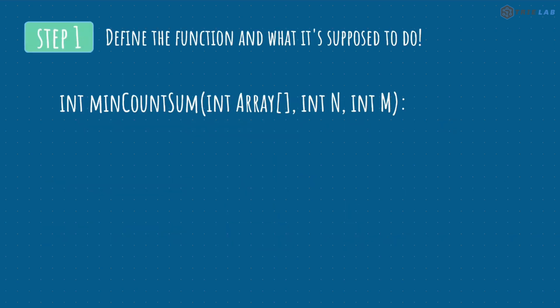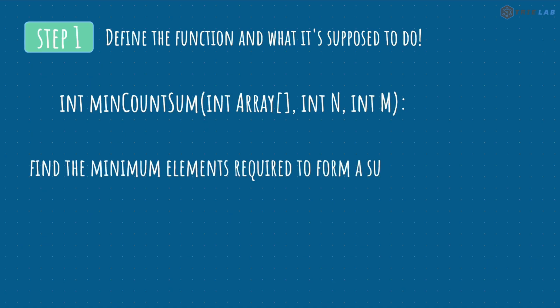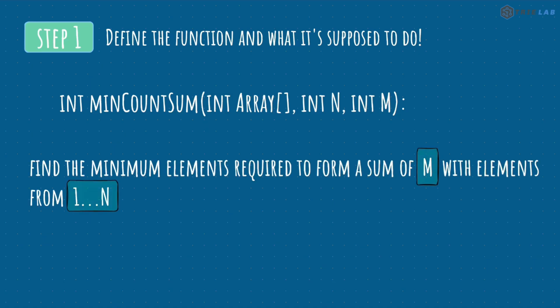Moving to step 1, we now define the function and the states and what it's supposed to do. In this case, the function must return the minimum number of elements required to form a sum of m, with the elements 1 to n in the given array. Note that we are again using the array index from 1 in this algorithm for simplicity.